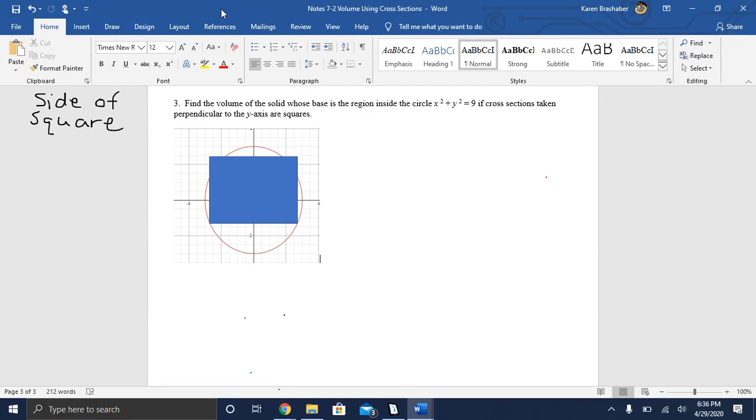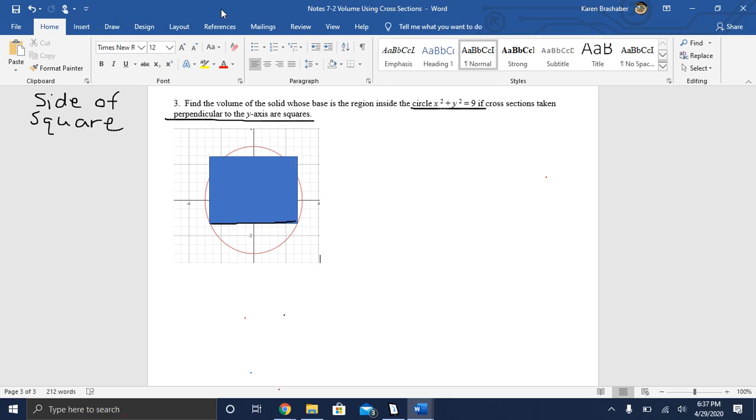All right, we're going to look at our last example, which is where we have a cross section cut perpendicular to the y-axis. The cross sections are going to be squares, and the base is a circle that's created by x squared plus y squared equals 9. So we're going to need to know about this square, and we need to calculate the length of the side of the square.